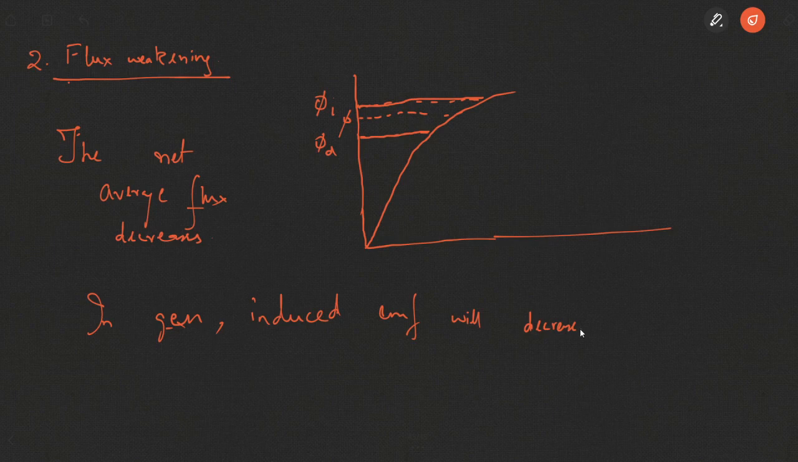And as far as the motor is concerned, when we derive the speed equation, we'll see that speed is inversely proportional to the flux of the machine. So in the case of a motor, when the flux decreases, speed will increase. Decreased flux means increase in speed.